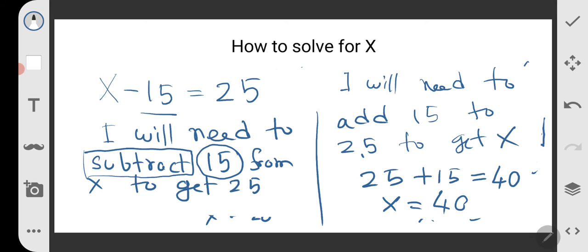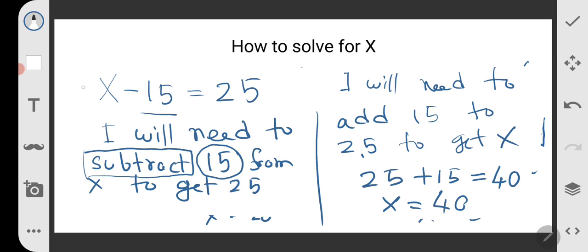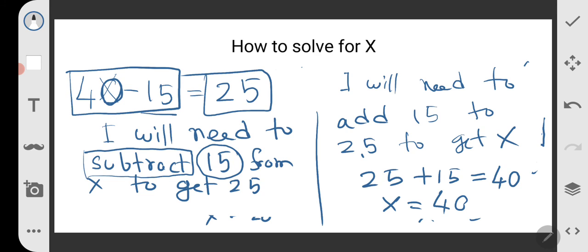And we can check if this is working. So instead of writing x, I can write 40. So I can say 40 minus 15. So is 40 minus 15 25? Yes. So we know that this is correct.